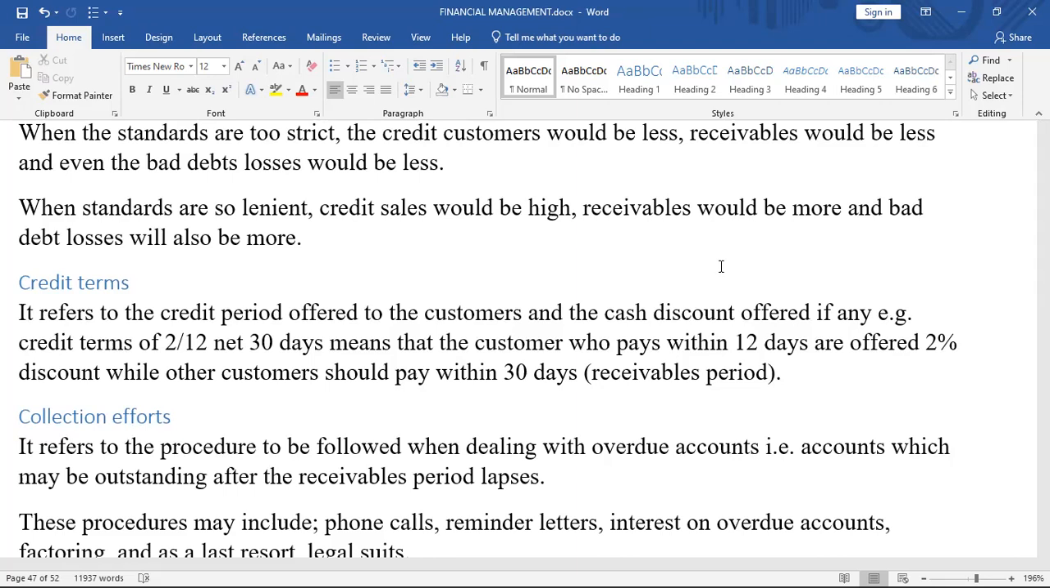So if the clients are able to do a 2/12 net of 30, it means that the customers who pay within that 12 days are going to be given a 2% discount on the selling price, right? While the others should be able to pay within the 30-day period. Now, that is the receivables period.